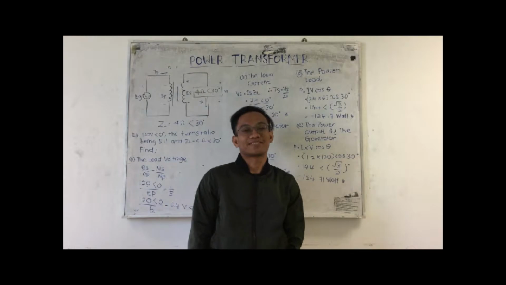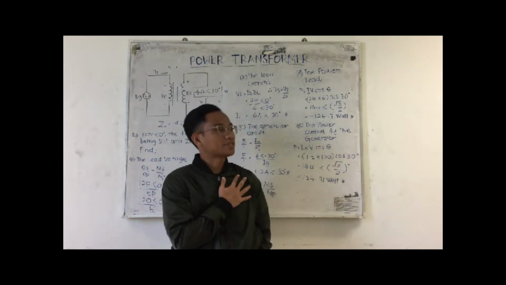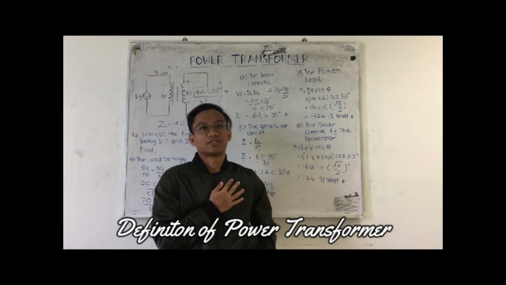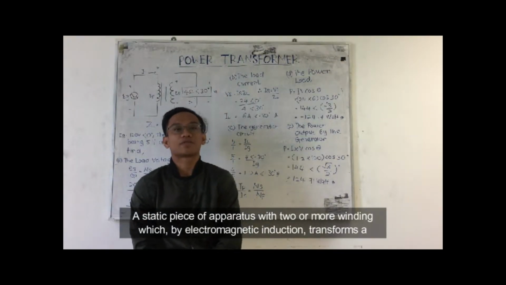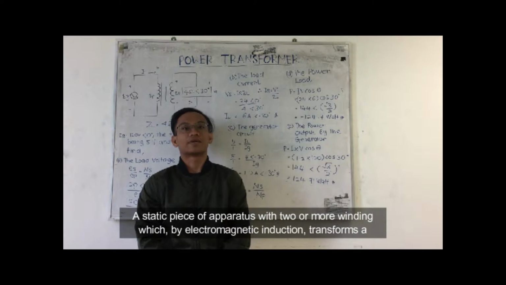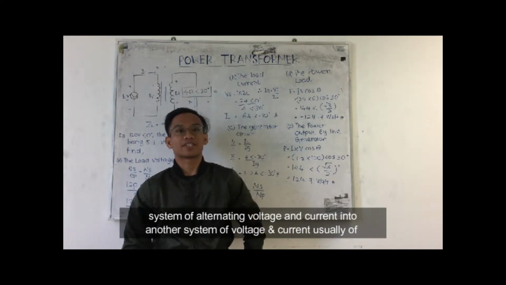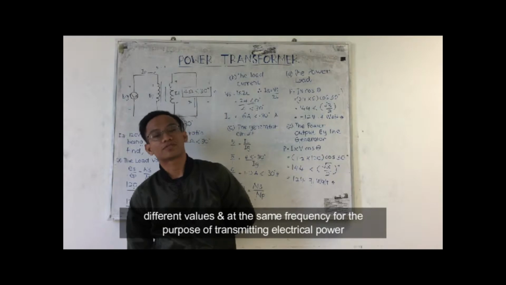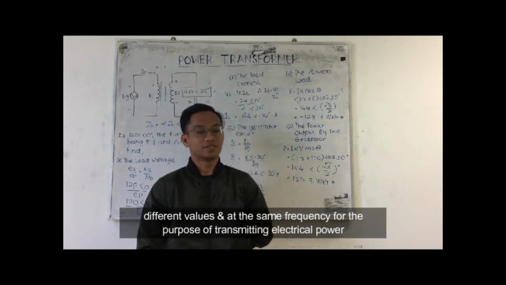Okay, Assalamualaikum warahmatullahi wabarakatuh. My name is Ashraf and I will explain about the definition of a transformer. A transformer is a static piece of apparatus with two or more windings which, by electromagnetic induction, transforms a system of alternating voltage and current into another system of voltage and current, usually of different values and at the same frequency, for the purpose of transmitting electric power.